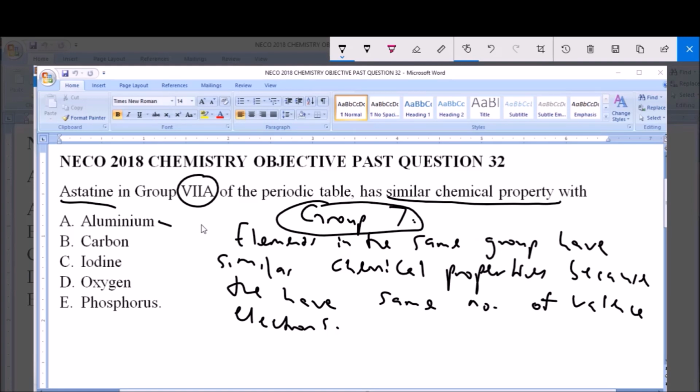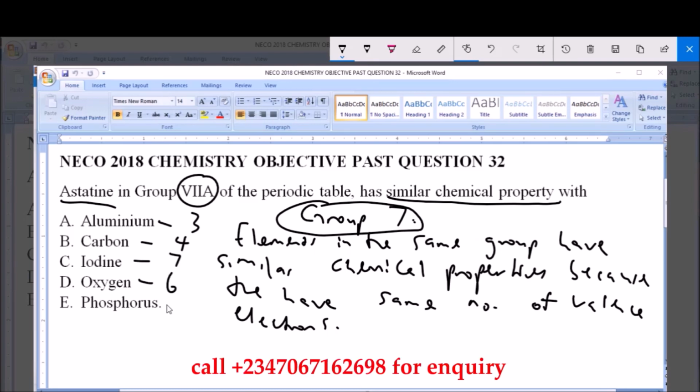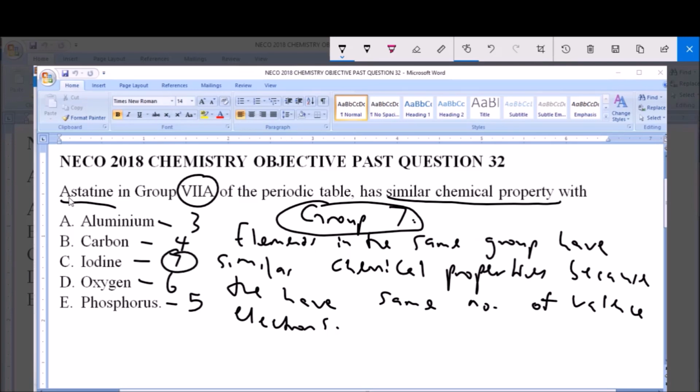Now, aluminium belongs to group 3, carbon group 4, iodine group 7, oxygen group 6, phosphorus group 5. So from what we've established here, iodine belongs to group 7, which is the same group as astatine. Hence, it has similar chemical properties because it has the same number of valence electrons as astatine. So option C, iodine, is the correct answer to this question.